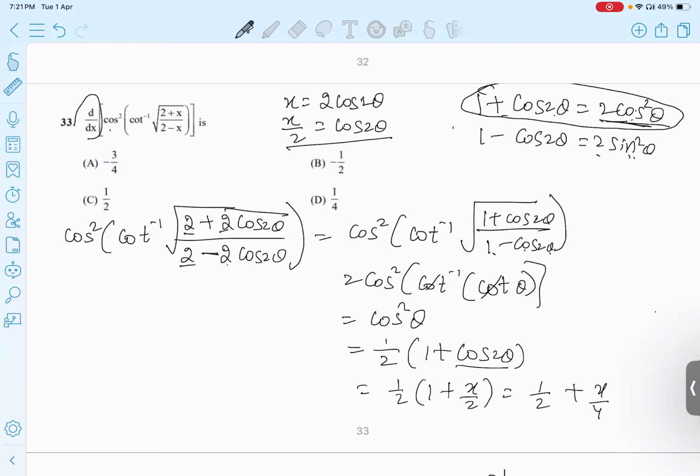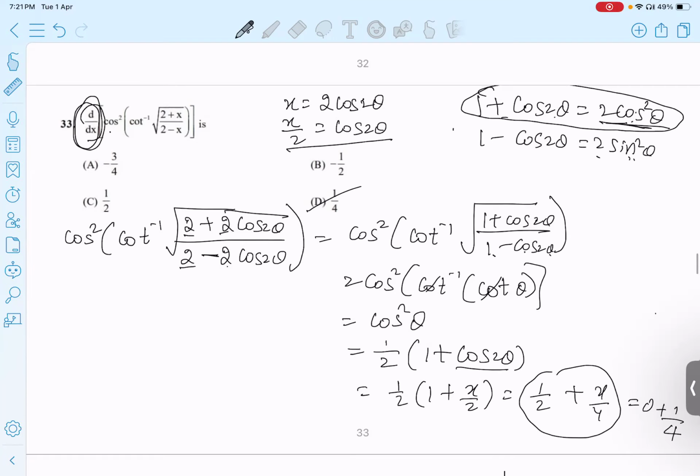So now what we have to do? We have to differentiate this. If we differentiate this, 1 by 2, which is a constant, gives 0, and x by 4 gives you 1 by 4. So 0 plus 1 by 4 is 1 by 4. Option D is the right answer. Fine. Moving to the next question.